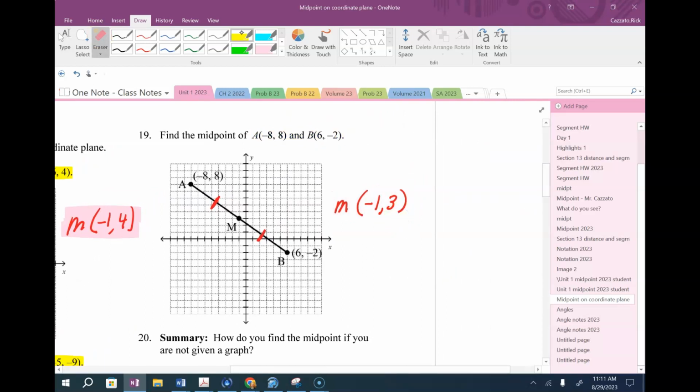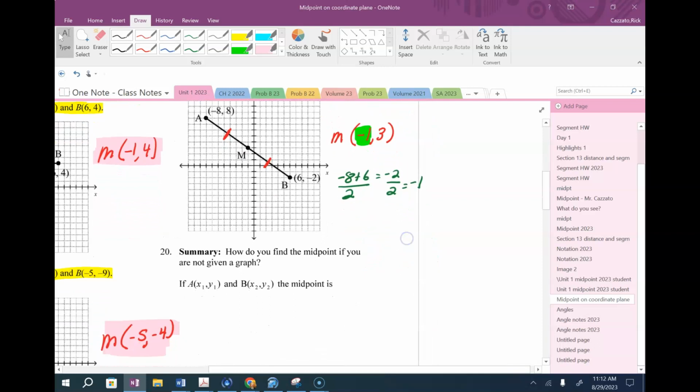What we learned was, if you look at the x values, if you were to add those 2 x values up, -8 plus 6, you get -2. But if you were to divide that by 2, you will get -1. So to get the x value of the midpoint, you add the x's and divide by 2. I'm going to highlight the 8 and -2. If you take 8 plus -2 and divide by 2, that is 6/2, which is equal to 3.